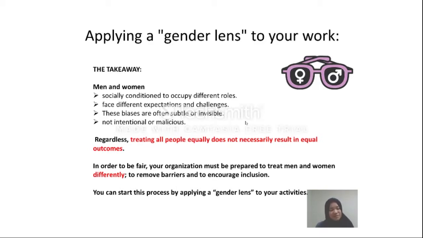Regardless of these facts, treating all people equally does not necessarily result in equal outcomes. So, in the spirit of fairness, our organization must be prepared to treat men and women differently, to remove barriers and to encourage inclusion, which is one of our topics in the discussion. So we can start this process by applying a gender lens in our activities.